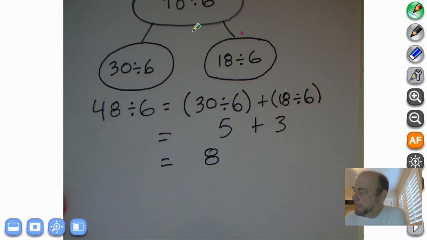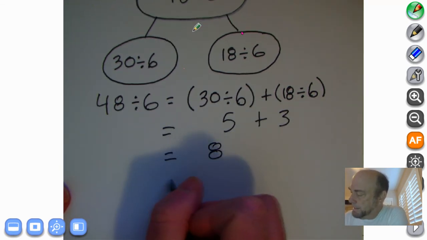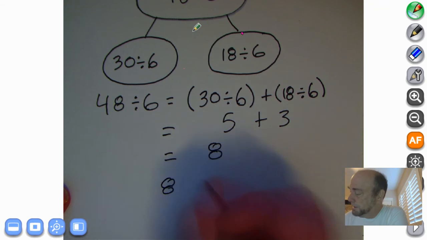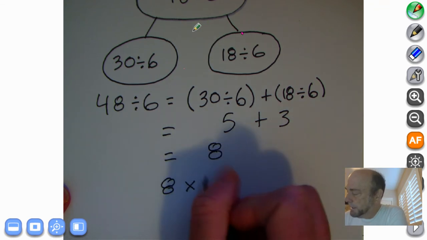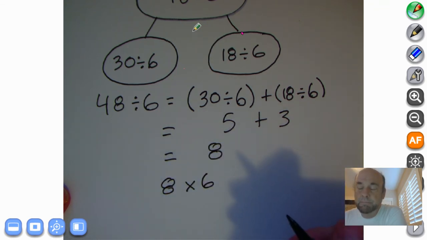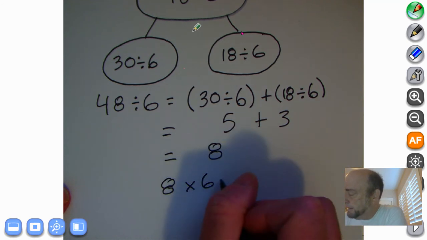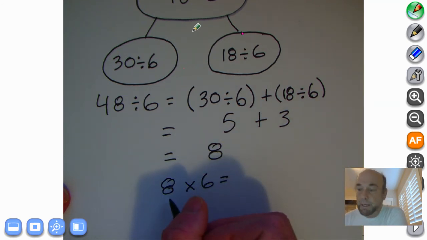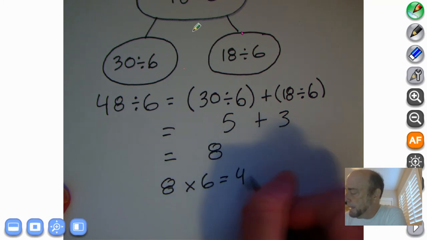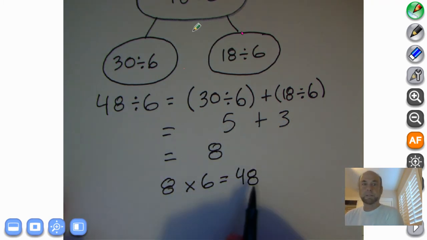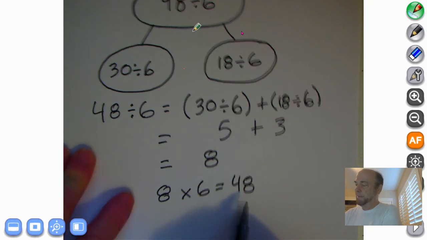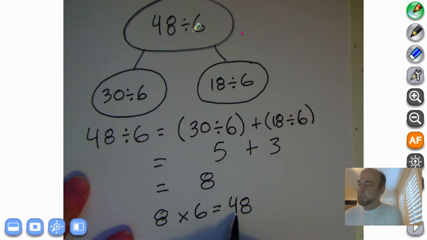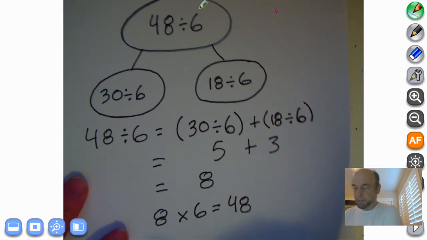We can check that: 8, which is our answer, our quotient, times 6, which is our divisor, the number doing the dividing, would equal what? 8 times 5 is 40, so 8 times 6 would be 48. There we have it. Our answer is correct because our product, the multiplication problem, matches our dividend, the number being divided. Let's do another one.